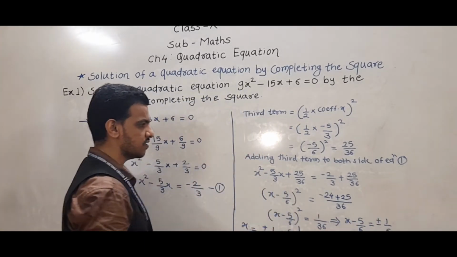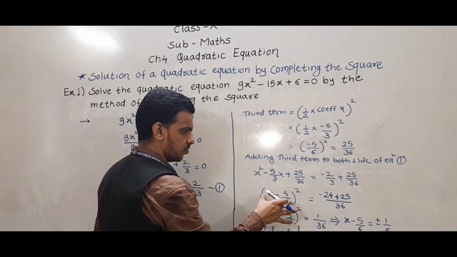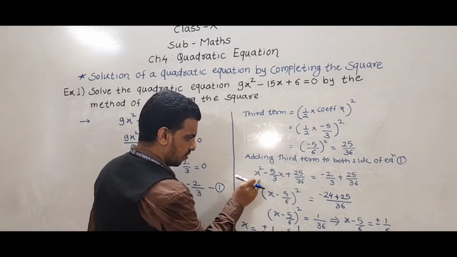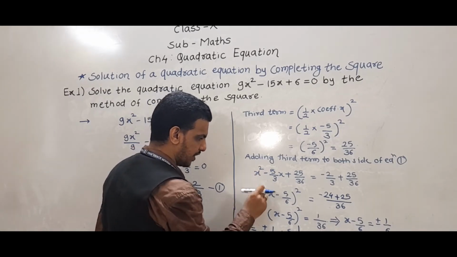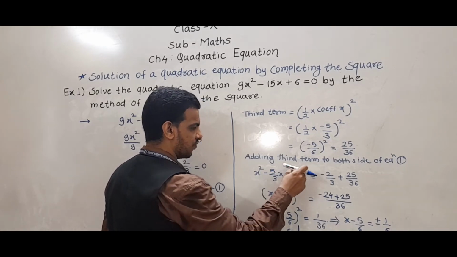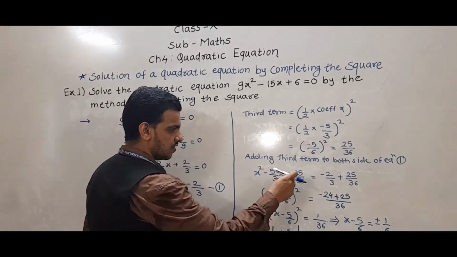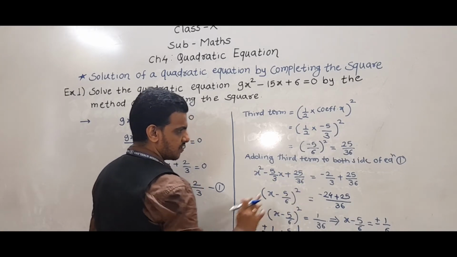Okay, understand this? We have to make the LHS a perfect square. Here the trick is there. The first term is x square. So we write x, then write the middle term sign, that is a minus, and 25 by 36, that is the square of 5 by 6. So x minus 5 by 6 square.